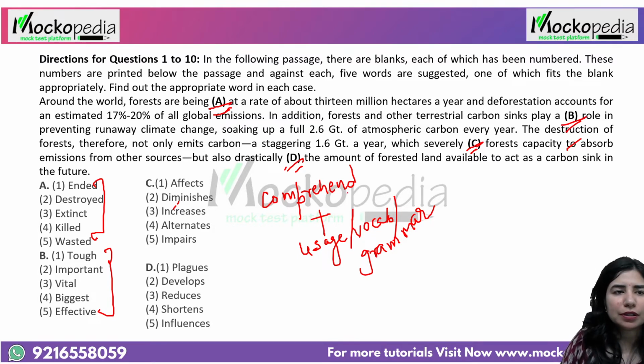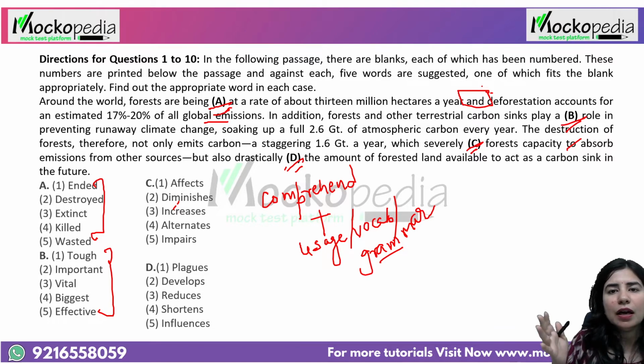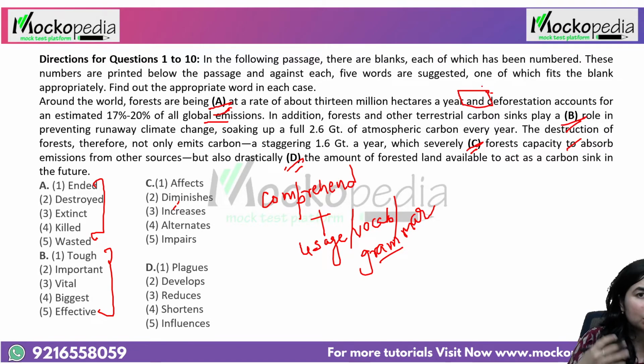So around the world, forests are being dashed at a rate of 13 million hectares a year. And deforestation accounts for an estimated 17 to 20% of all global emissions. Now you need to pay attention to this transition word "and", which always tells us that "and" is taking the discussion ahead. So the later part is talking about deforestation and it is leading to an estimated global emission. So we can very easily understand that what is happening to forests is that they are basically being cut, right? So this is the inference you can draw on the basis of "and", and like I said, "and" takes the idea forward. I'll give you one example.